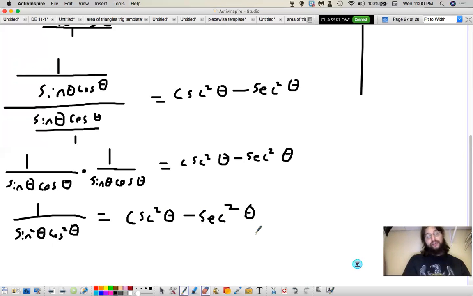I don't see anything else I can do with that left side. I mean, sure, that's the same as cosecant squared times secant squared, but minus? How am I going to turn that into minus? I don't know. I'm stuck on the left side, so I'm going to go to the right side. The left side is not being touched. It's going to go drink its own cup of coffee. It's on coffee break.